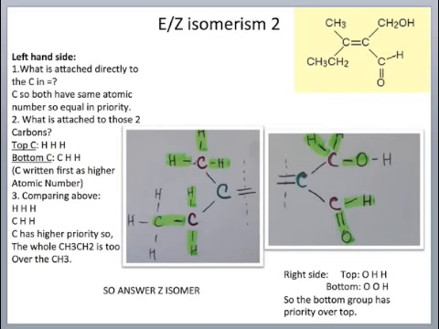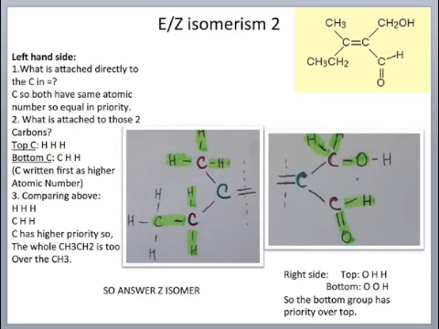So at the top we have 3 H's attached, so we write out HHH, and in the bottom the atoms that are directly attached to this carbon are 2 hydrogens and another carbon. So we write out CHH. And the reason why I wrote C first is because it has a higher atomic number. So now we can simply compare what is connected to the top carbon and what is connected to the bottom carbon. We can see that we've got a hydrogen and a carbon here, and because carbon has a higher atomic number, it has higher priority, so therefore the whole of this molecule has also higher priority over the methyl group at the top.